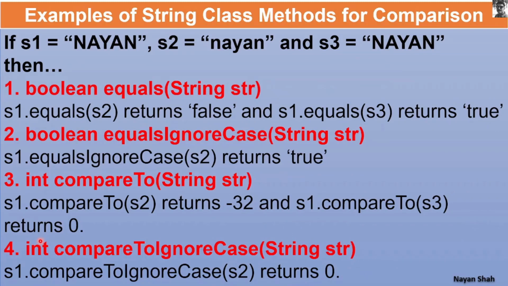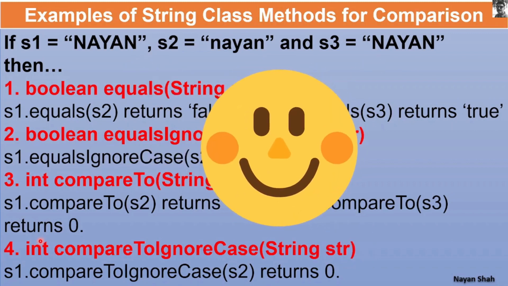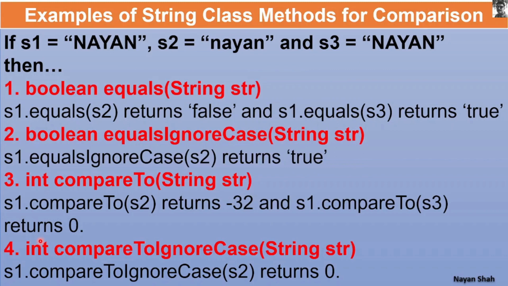Suppose S1 is equal to NAYAN in capital letters, S2 is equal to nayan in small letters, and S3 is again equal to NAYAN in capital letters. The first method is boolean equals. If I write S1.equals(S2), we are comparing S1 with S2. S1 is capital NAYAN and S2 is small nayan, so this will return false. If I write S1.equals(S3), it will return true, because S1 is capital NAYAN and S3 is also capital NAYAN.